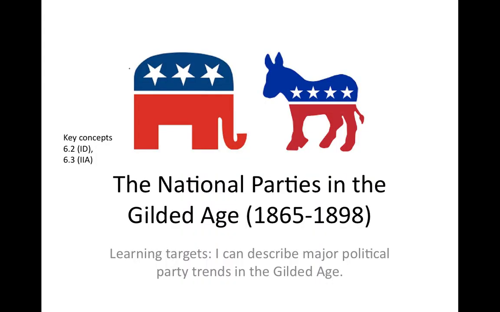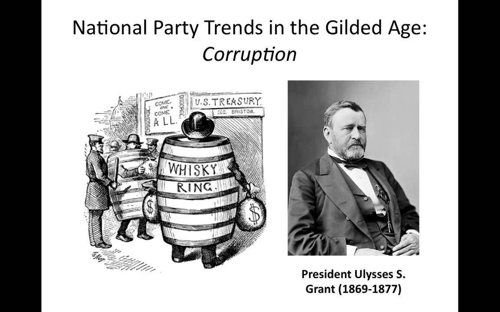So I'm going to break up the lecture into those major political party trends. There's 4 or 5 of them, and we're going to start with corruption. One of the things going on during the Gilded Age was very prevalent and prominent and clear to a lot of political commentators.